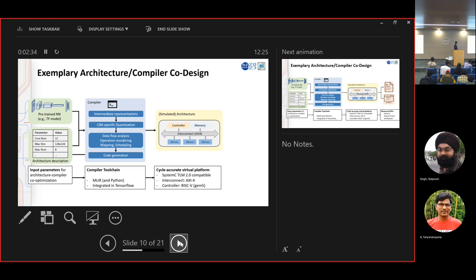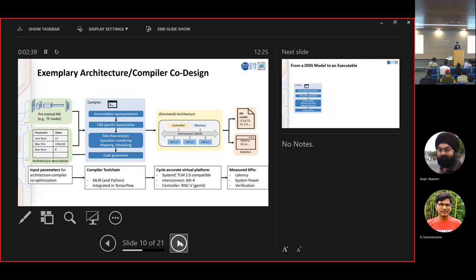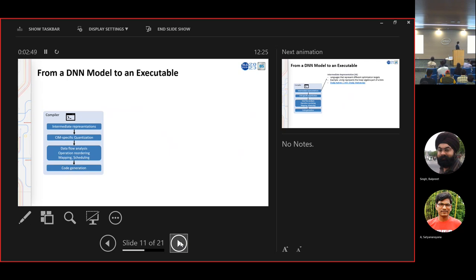And then we have our own cycle-accurate system simulator for this. Then basically you can get some KPI measurements from that. And to give you some idea what is happening here, for all of those who are not very familiar with compilers.